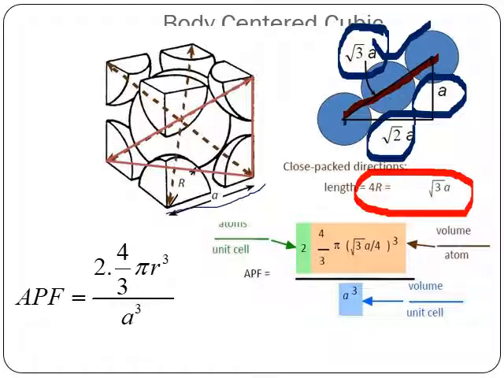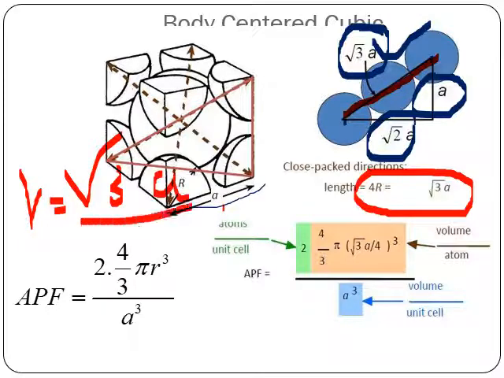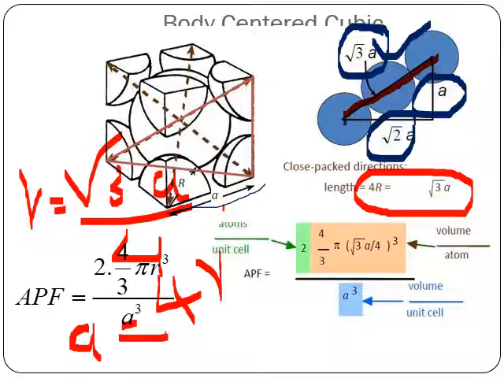R we can write, so R will be equal to root 3A divided by 4. Or else A will be equal to 4R divided by root 3. Whichever way you want, you can write. Either you can express R in terms of A or A in terms of R.